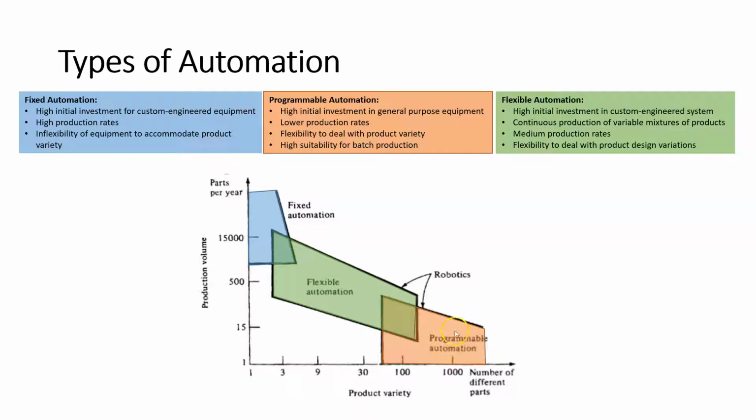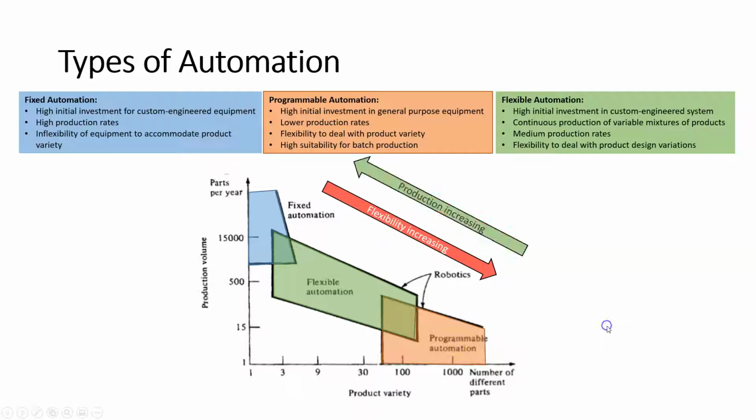Those are the different types of automation. It's important to remember that as we increase flexibility, that is the ability to make different varieties of products, we're going to move from fixed down to programmable automation. And as we want production to start increasing, as we want to be able to make more parts faster, we're going to move the opposite direction from programmable automation up to fixed automation.